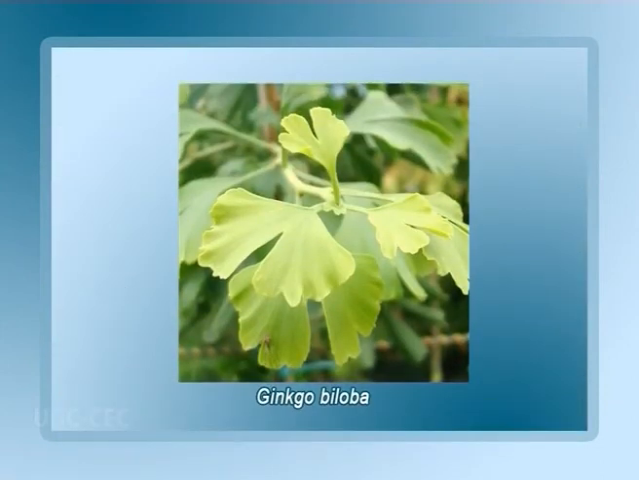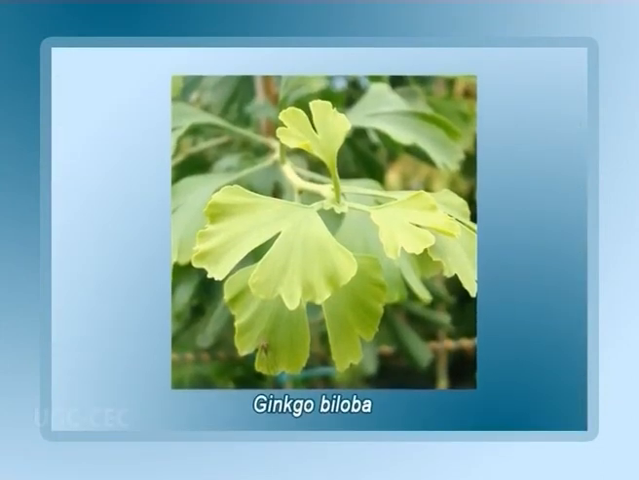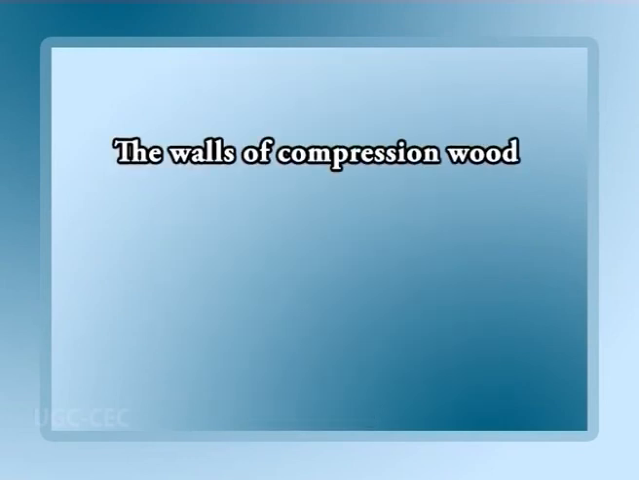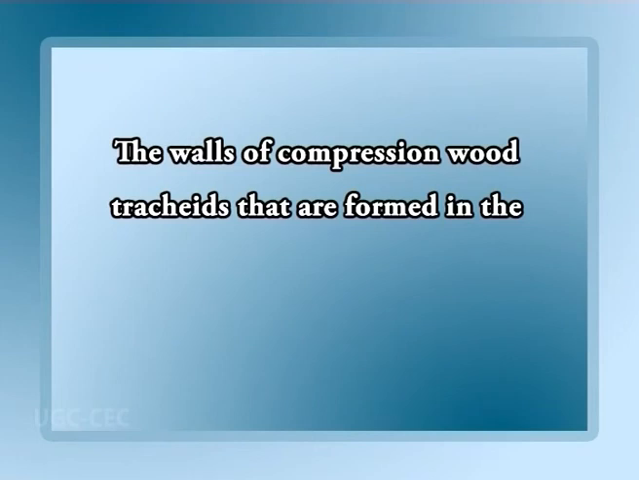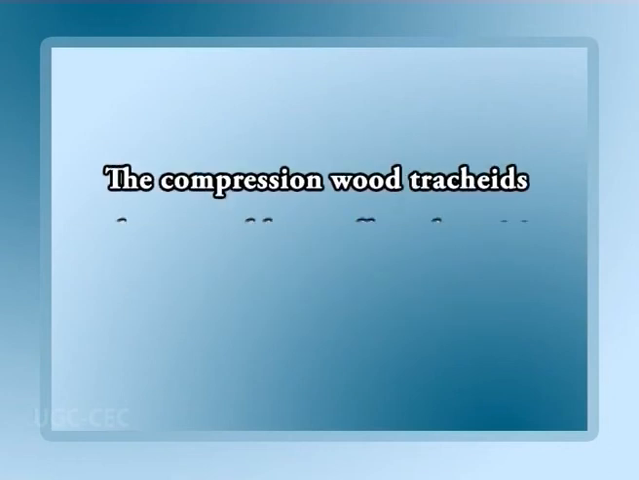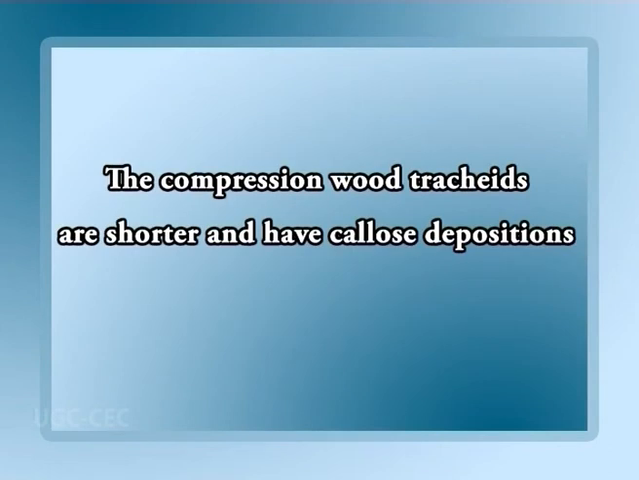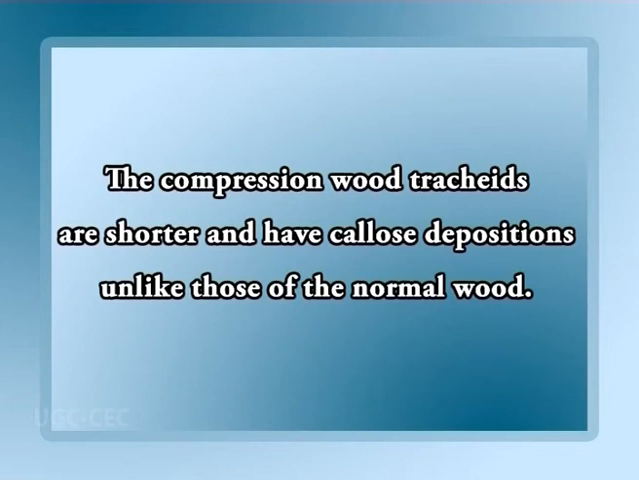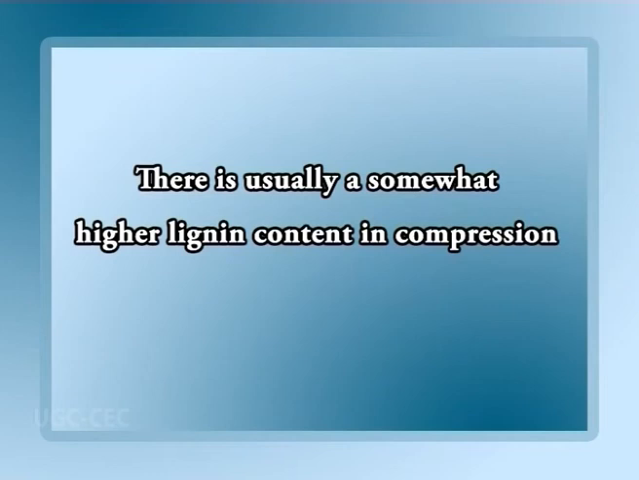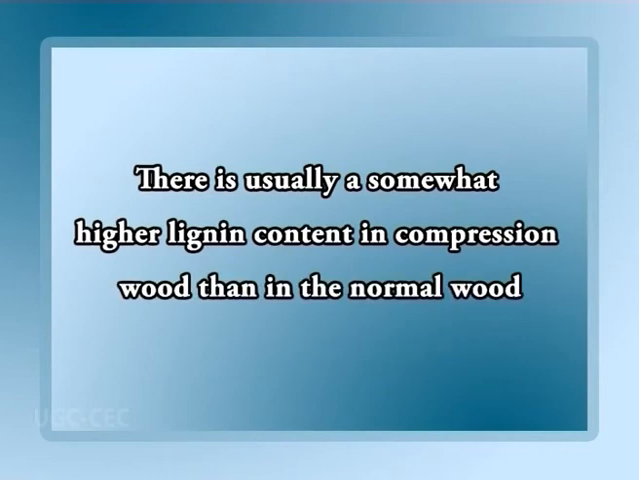The grooves are deep. Helical grooves are lacking, as in Ginkgo biloba. The walls of compression wood tracheids that are formed in the spring are slightly thicker than those of normal wood. The compression wood tracheids are shorter and have callose depositions, unlike those of the normal wood. There is usually a somewhat higher lignin content in compression wood than in the normal wood.